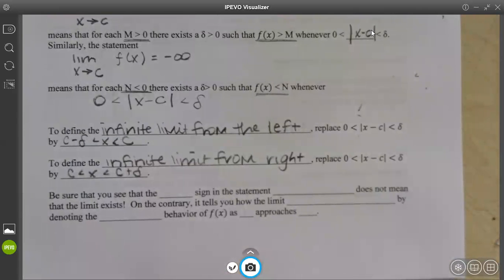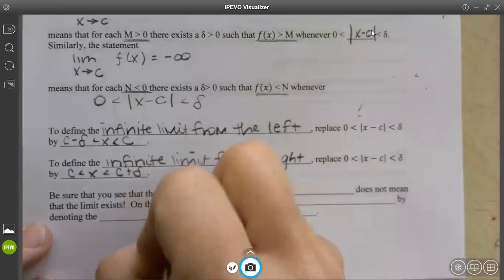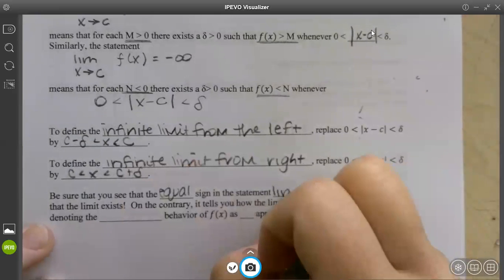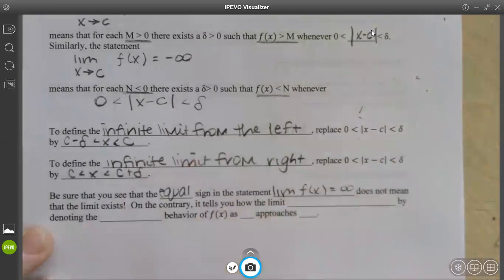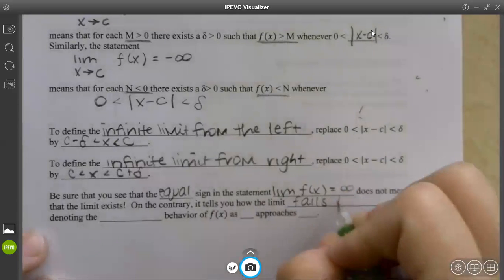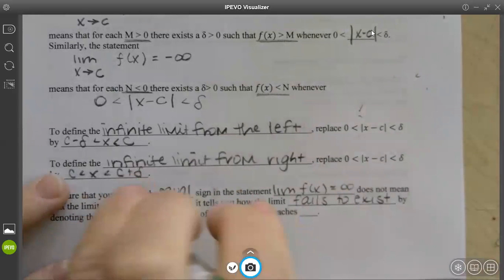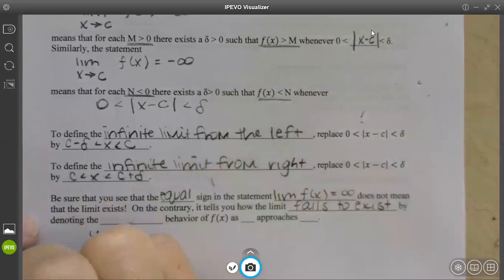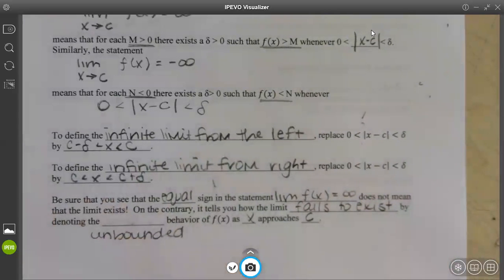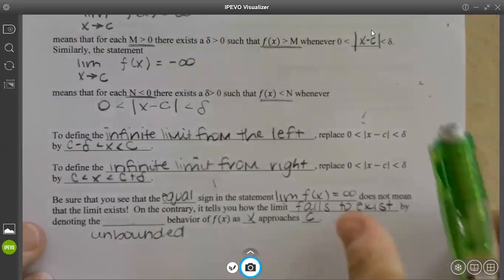All right. Be sure you see that the equal sign in the statement, the limit of f of x equals infinity, does not mean the limit exists. On the contrary, it tells you that the limit fails to exist by denoting the unbounded behavior. I'm going to write this underneath so you guys can see it. Unbounded as x approaches c. All right, so remember we talked about limits that didn't exist or ones that were unbounded. That's what it's saying, but we can make them exist by doing left to right. Okay, so, and I told you that too.